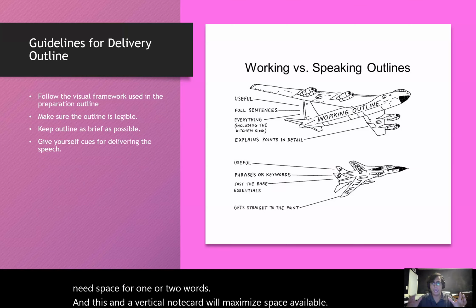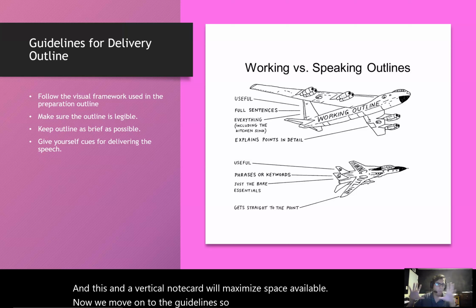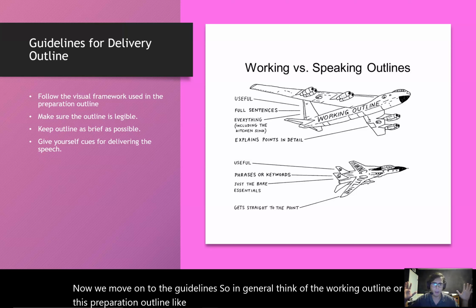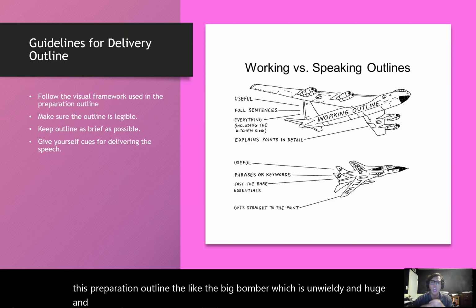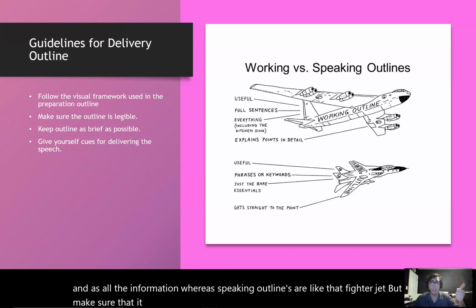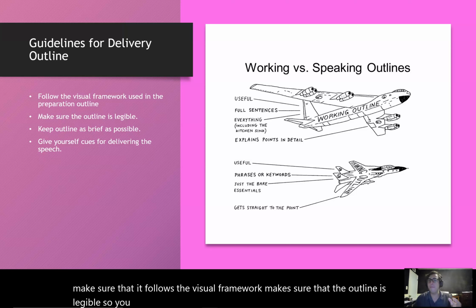Now we move on to the guidelines. So in general, think of the working outline or the preparation outline like the big bomber, which is unwieldy and huge and has all the information, whereas speaking outlines are like that fighter jet. But make sure that it follows the visual framework. Make sure that the outline is legible so that you can actually read it. Keep the outline as brief as possible, and even give yourself cues for delivering in your speech.